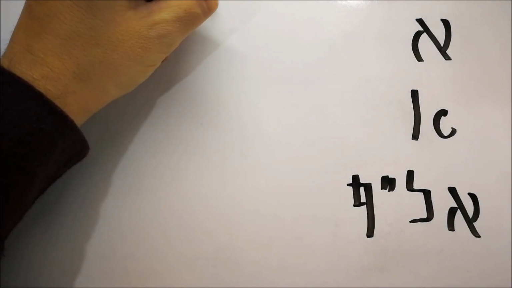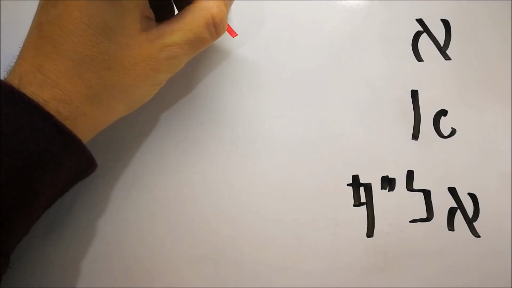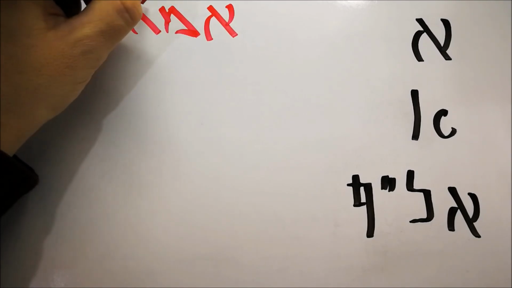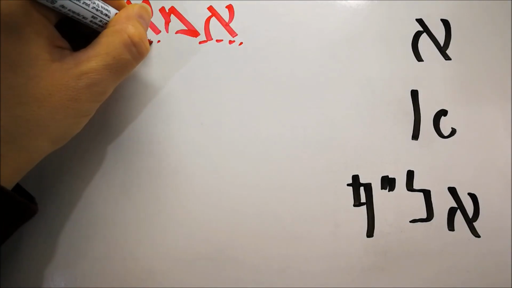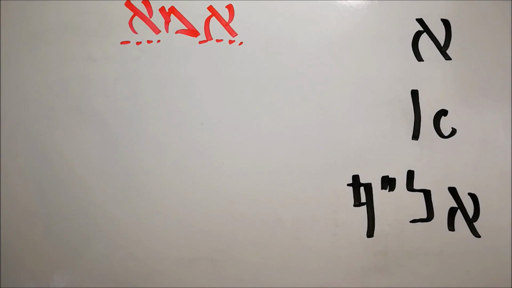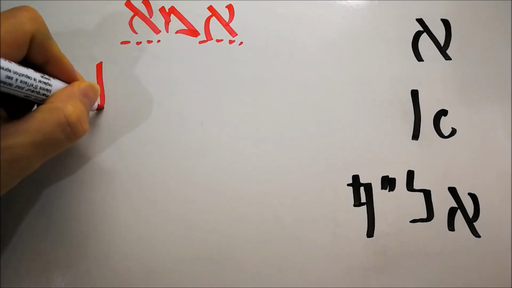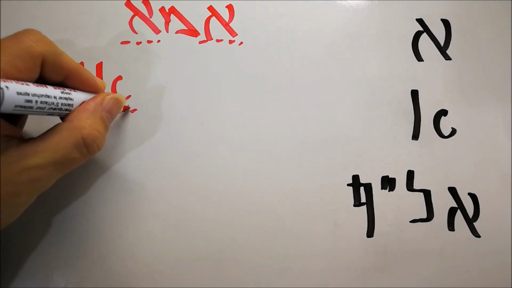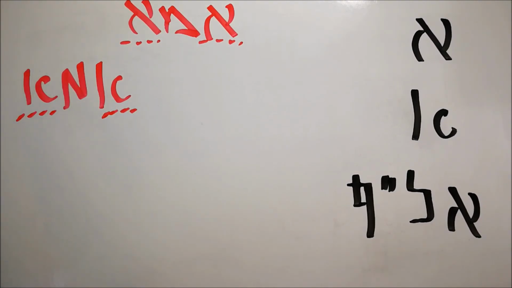A word example for the letter Aleph is Ima. You can look at the Aleph at the beginning and at the end of the word. This is Ima in handwriting. Ima means mother in English.